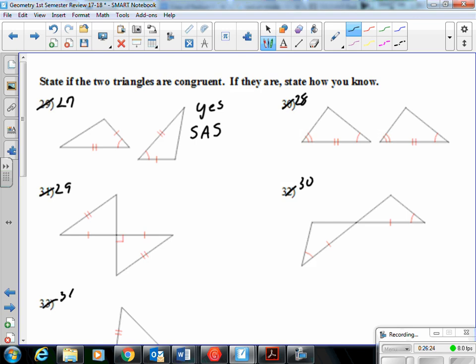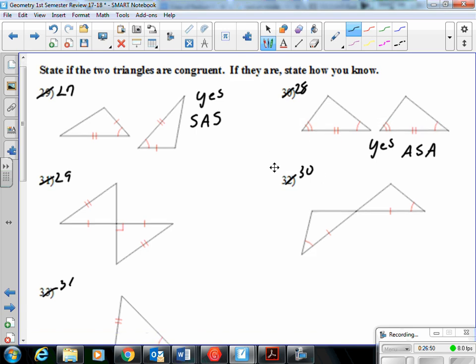All right, so 28, we got two angles congruent, and then the side that is trapped in between those, called the included side, is congruent. So that is also enough to prove them congruent. And by an angle, a side, and an angle. Angle, side, angle. ASA.